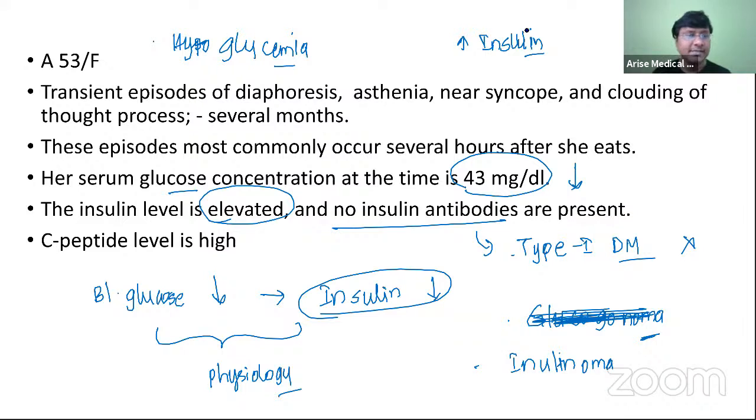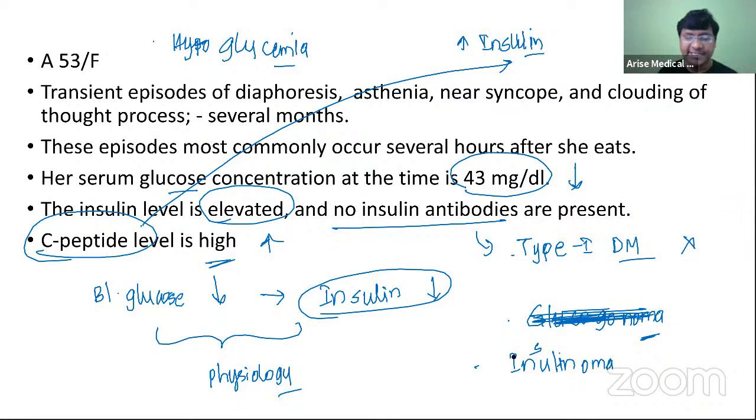And not only that, you take the C-peptide levels. What is C-peptide? C-peptide is a hormone which is produced along with the insulin. If the insulin is being released from the beta cells, C-peptide also is released in parallel. So that is the reason why insulin levels are high and C-peptide levels are also high. So this is suggestive of your insulinoma.